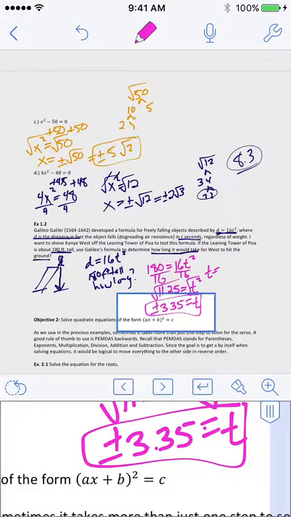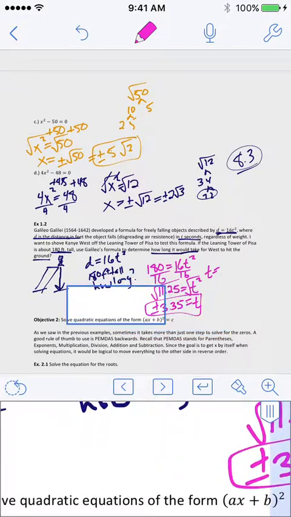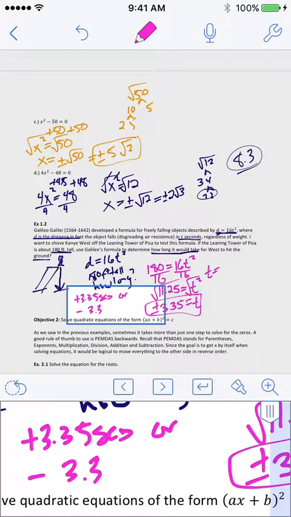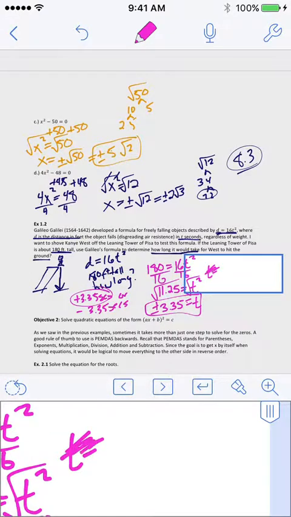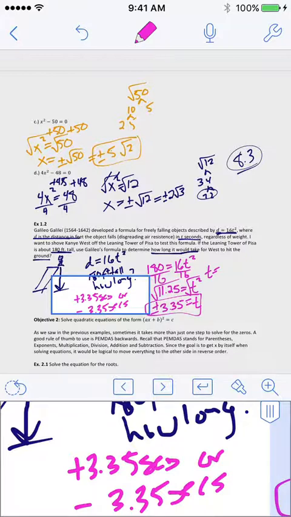Only one of these answers makes sense because technically I have two answers here, right? I have a positive 3.35 seconds or a negative 3.35 seconds by the square root property. Which one actually makes sense? The positive one, because it's time, right? We'll just circle it as our answer: 3.35 seconds. So it's going to take him 3.35 seconds to actually hit the ground. Hopefully that's enough time for me to run away before the cops come get me.